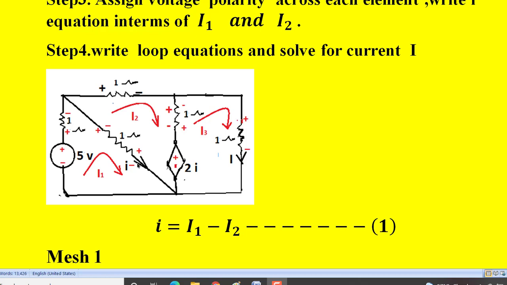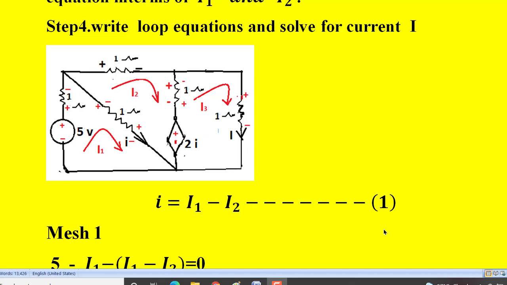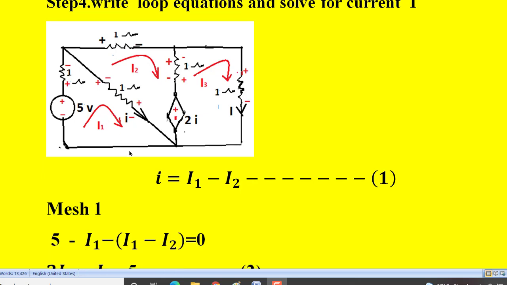This I branch consists of loop 1 and loop 2, and this I direction and I1 direction are one and the same, whereas I2 is flowing in the opposite direction. So the difference of I1 and I2 is nothing but small i. So small i is equal to I1 minus I2. We say this is equation 1. Next step is writing the loop equations or mesh equations. Mesh 1 equation. This is mesh 1.